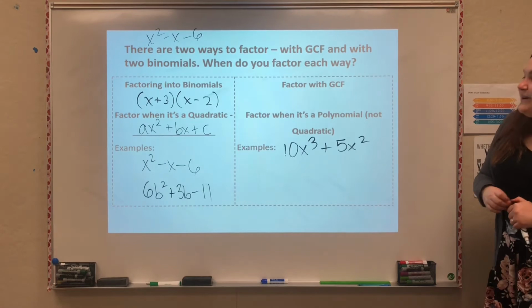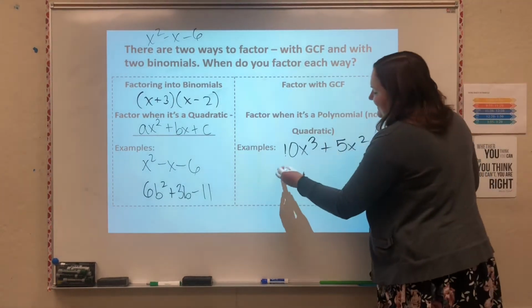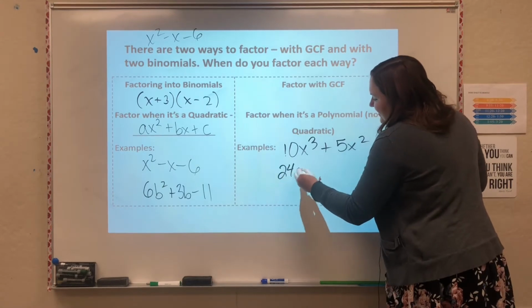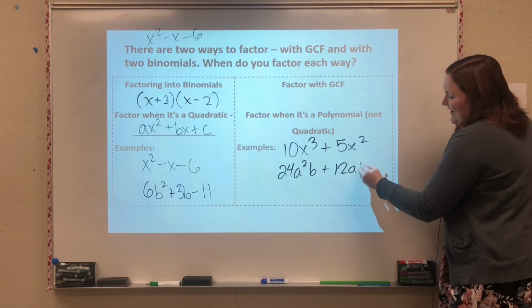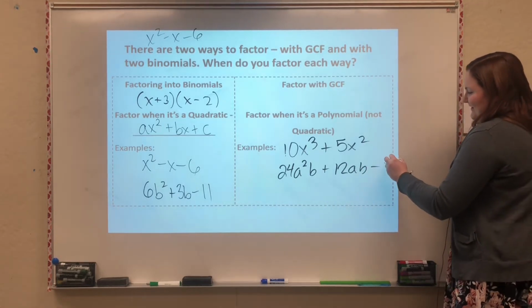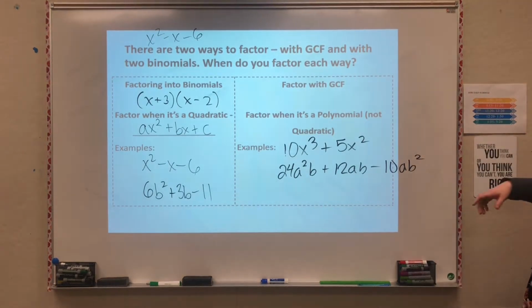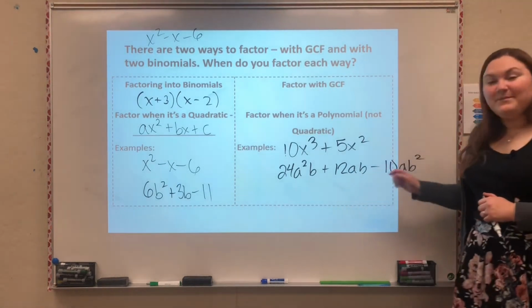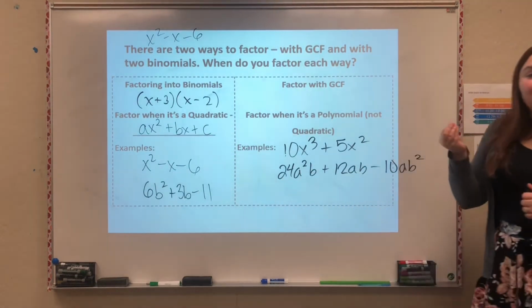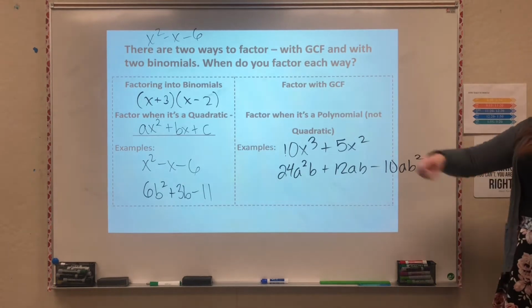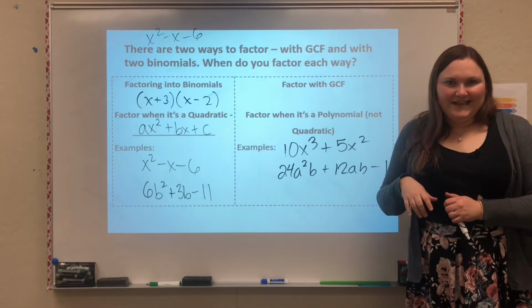You might also use greatest common factor if you have multiple variables. So something like 24a squared b plus 12ab minus 10ab squared. Notice they've got multiple variables. They all have a and b in common. They all have a number factor that you could factor out that they have in common. These are examples of cases where you would want to use GCF.